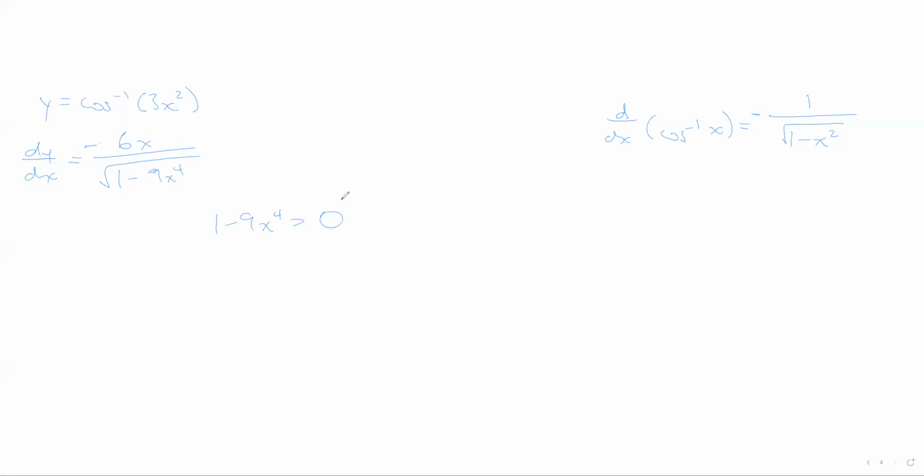Because with the original function, so the inverse cosine, 0 is a part of that domain, right? In this case, whatever the x value is that makes that radical equal to 0 is not permitted because I'm dividing by it.